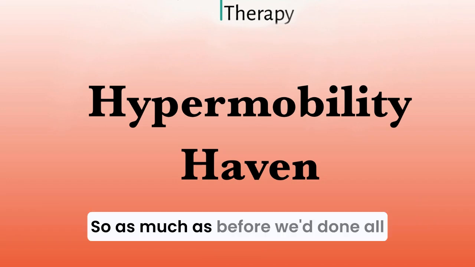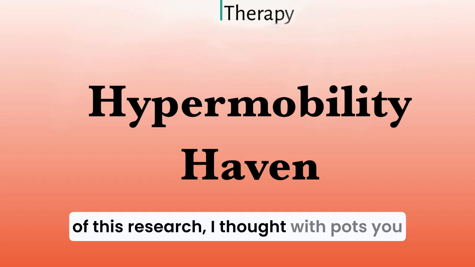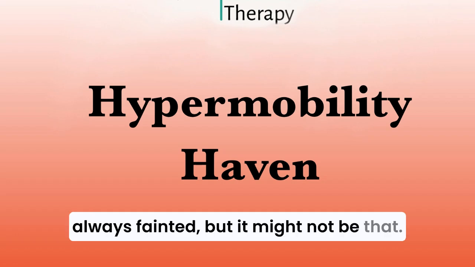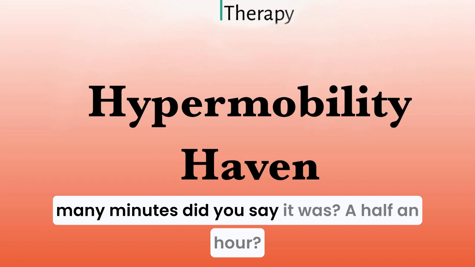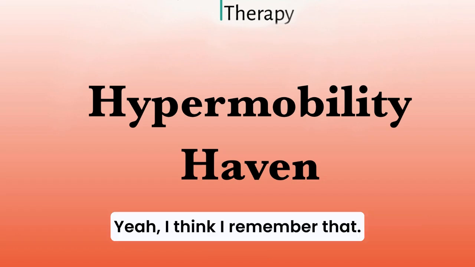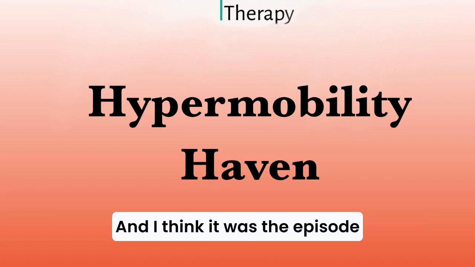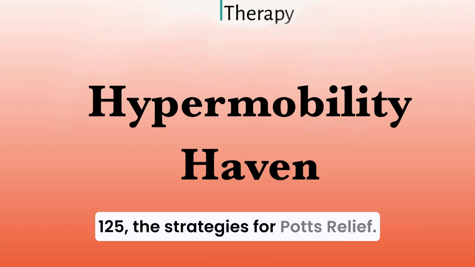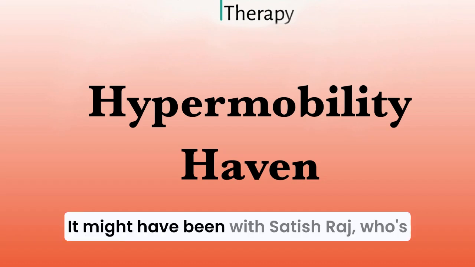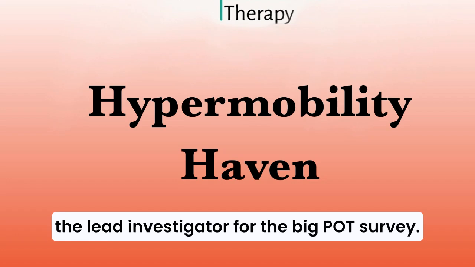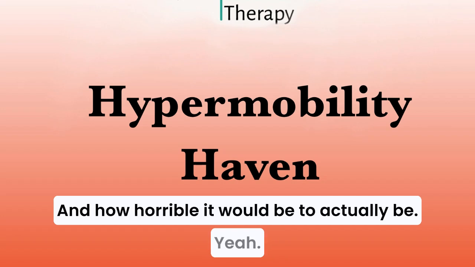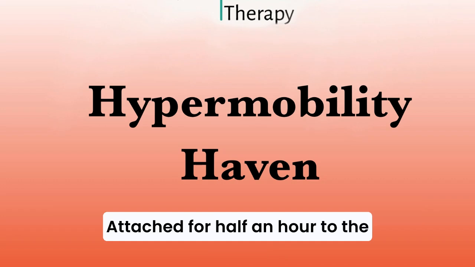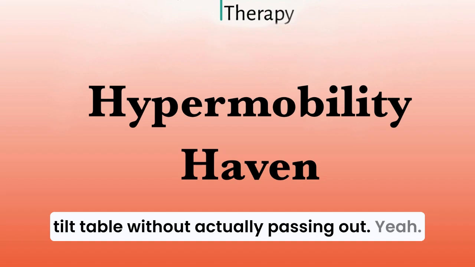So as much as before we'd done all of this research, I thought with POTS you always fainted, but it might not be that. It might be more the feeling of fainting. Yeah. But obviously being on there for how many minutes did you say? Was it half an hour? 30 minutes, yeah. I think it was episode 125, the strategies for POTS relief, with Satish Raj, who's the lead investigator for the Big POTS survey. I'm pretty sure he was the one that said that, and how horrible it would be to be attached for half an hour to the tilt table without actually passing out.